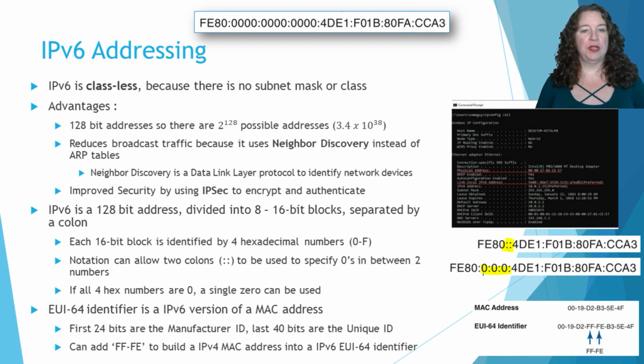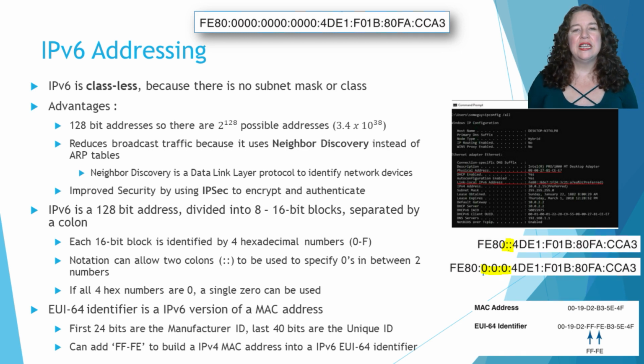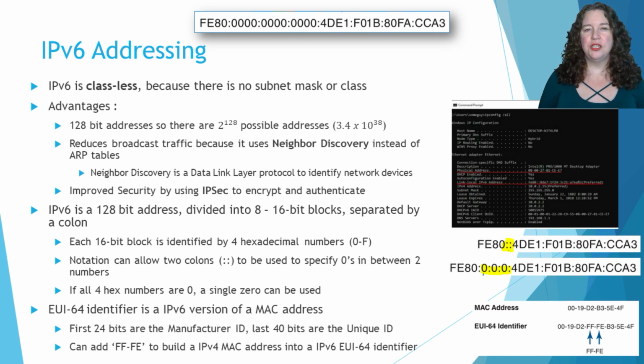So in the example up at the top here with the FE80, I could put FE80, then the double colon, then 4DE1, then F01B, so on and so forth. And the double colon tells everybody that everything you expected to be in between these two is a 0. The reason you can only do it once is because if you had that twice in 2 different places, you wouldn't know how many zeros there were in each instance.